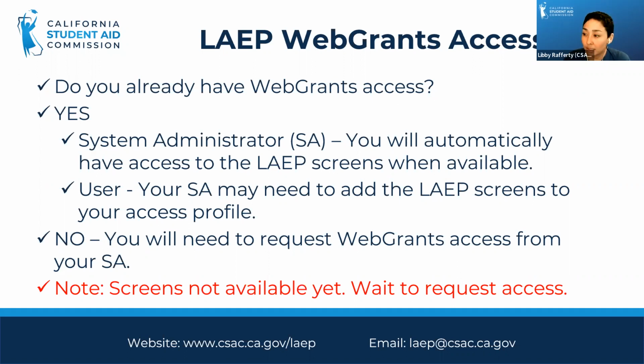If you don't have WebGrants now, you would need to get access from your campus's system administrator. And so if you're not sure who that system administrator is, you could always contact us and we can let you know, or you could contact your financial aid office on your campus and they would also be able to help you get access to WebGrants. And most likely for people who are in a career center or outside of the financial aid office, you would just get access that's limited to just those screens. So you wouldn't be able to see other types of grants.